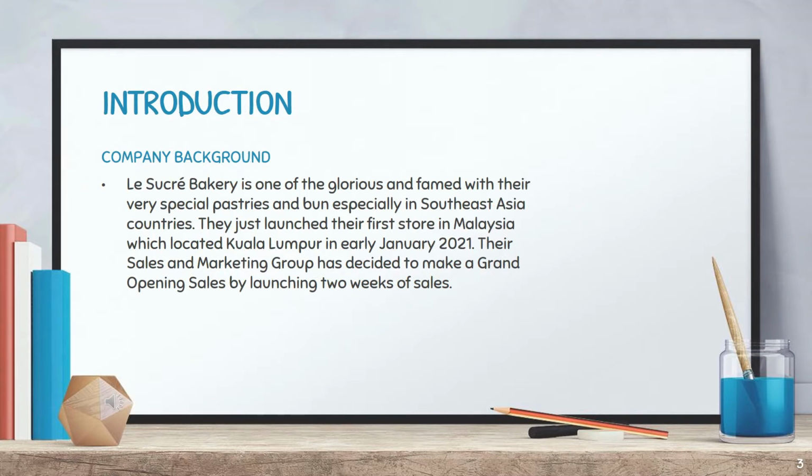The case study that we use for this project is based on different types of references, so we decided to renew and change the questions a little bit from the original case study to sync with our topic. Basically, this case study is about a bakery named La Chouk Bakery that launched their first store in Malaysia in early January 2021, so they decided to hold a sale for their customers on their grand opening.